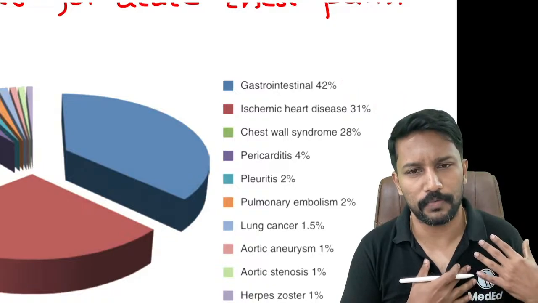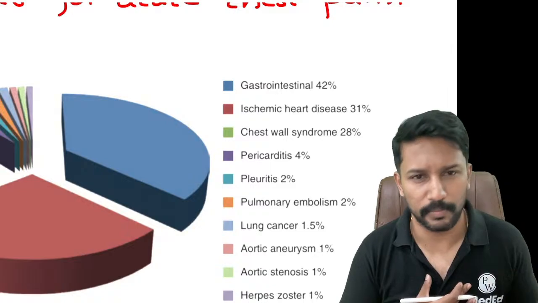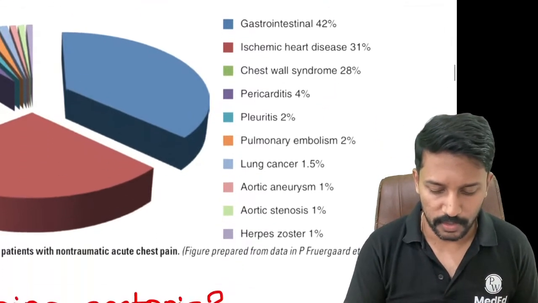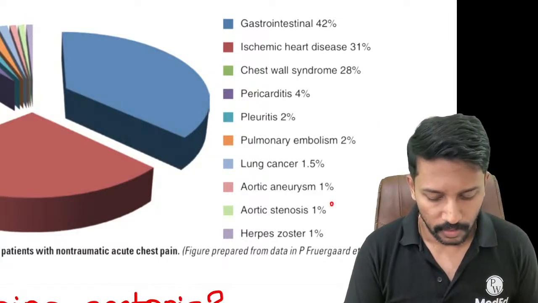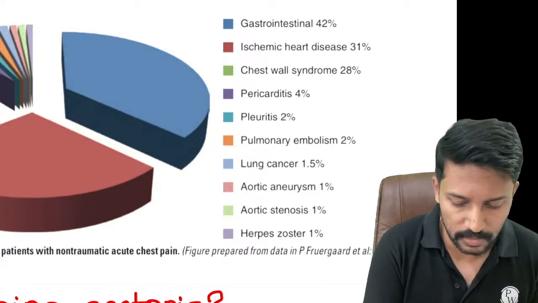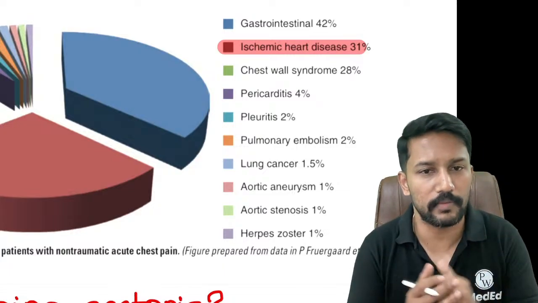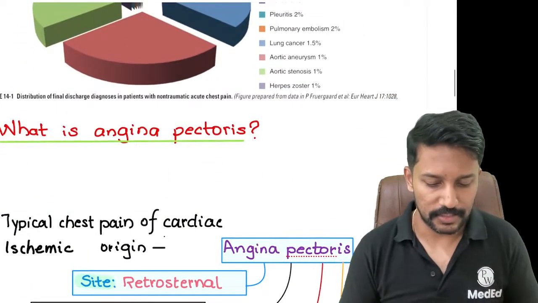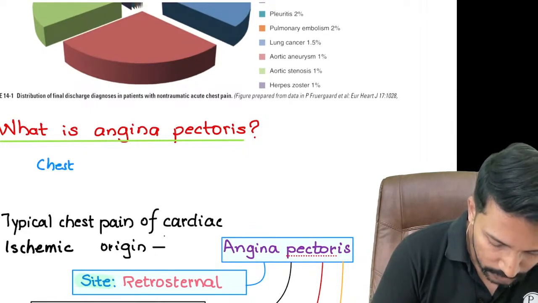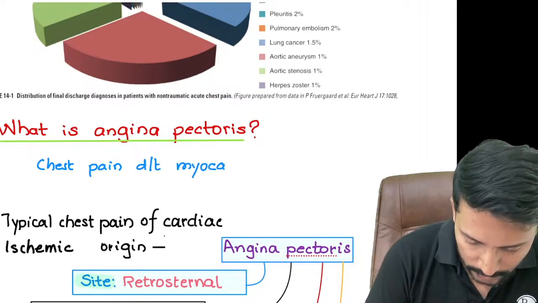chest wall syndrome, meaning when the ribs or the intercostal muscles or the cartilages have some pathology. Pericarditis can cause chest pain. Pleural inflammation or pleuritis can cause chest pain. Pulmonary embolism can cause chest pain. Aortic stenosis, aortic aneurysm, these are all differential diagnoses, but my biggest concern is ischemic heart disease. When someone has ischemic heart disease, the kind of pain he develops is angina, so we call it angina pectoris. What is angina pectoris? It refers to chest pain due to myocardial ischemia.